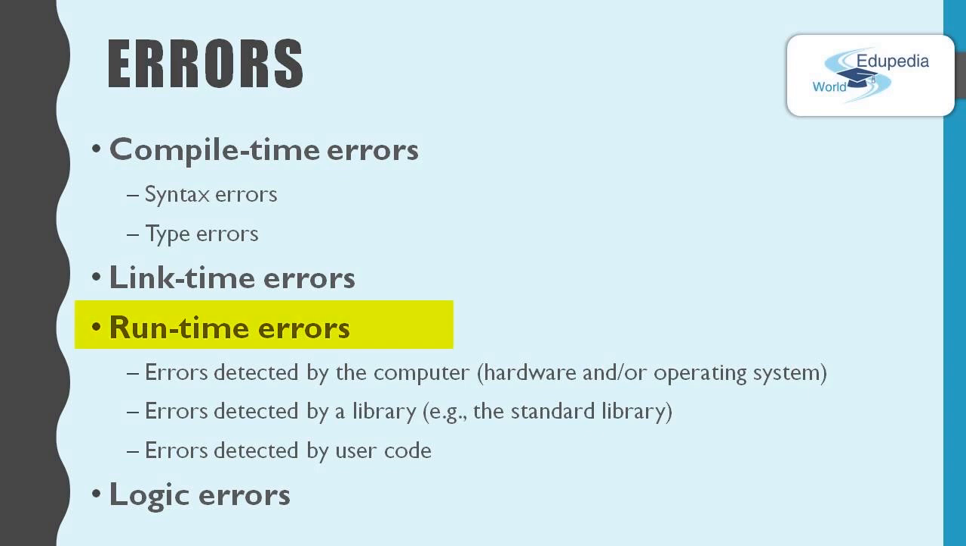These are the errors found by checks in a running program. We can further classify runtime errors as errors detected by the computer, that means hardware or the operating system, errors detected by a library, for example the standard library, and errors detected by user code. The fourth type is logic errors. These are the errors found by the programmer looking for the cause of erroneous result.